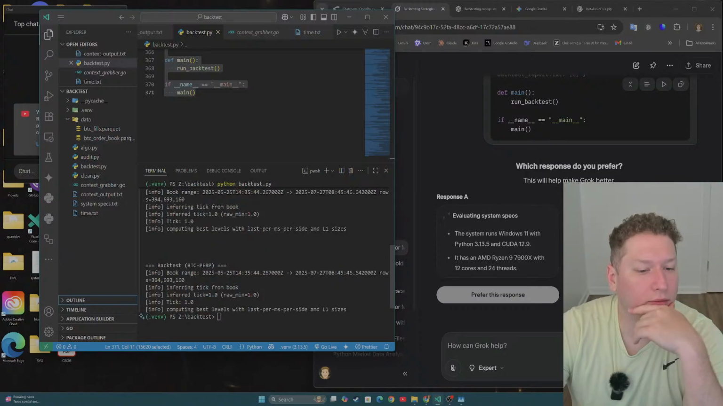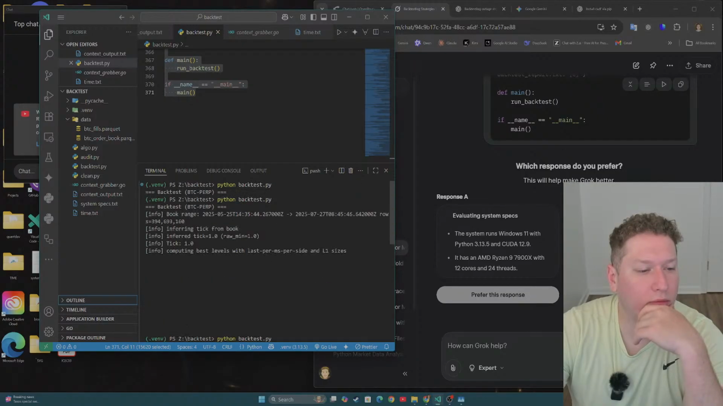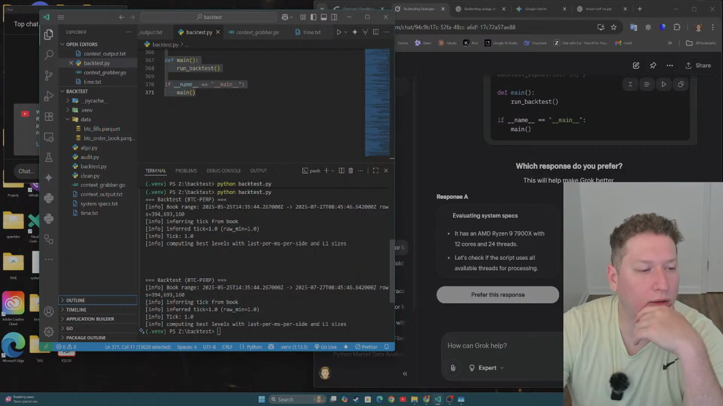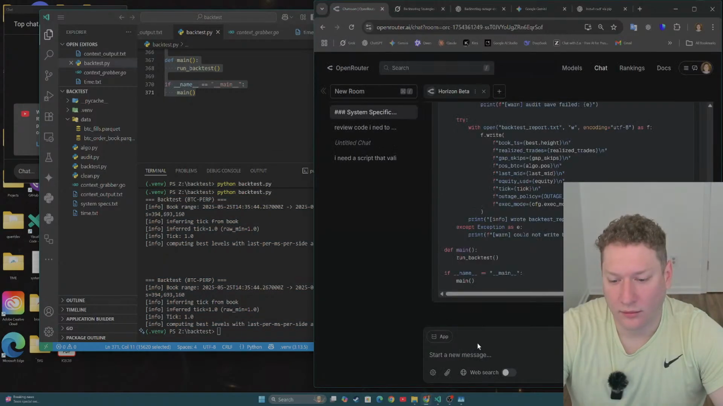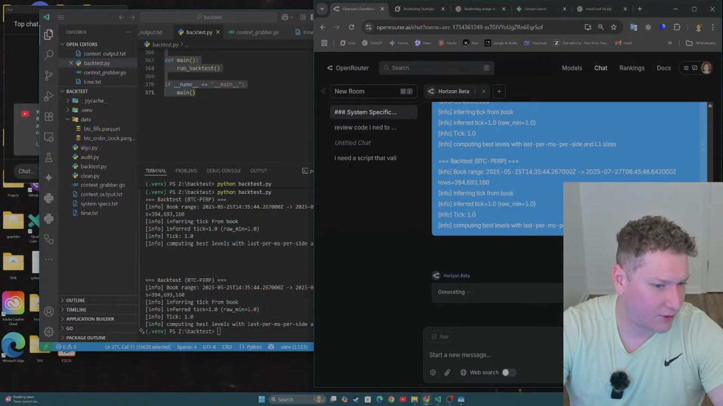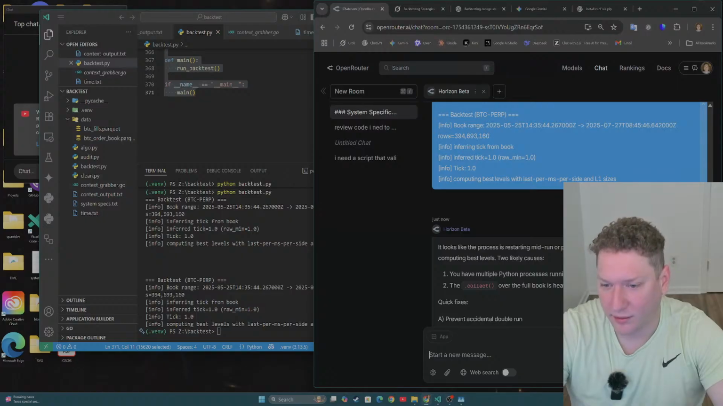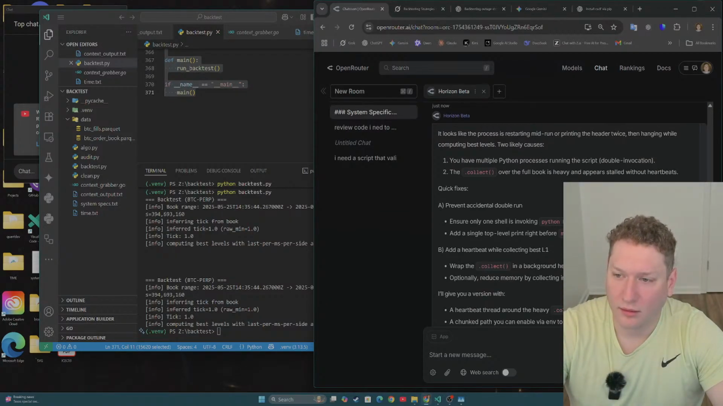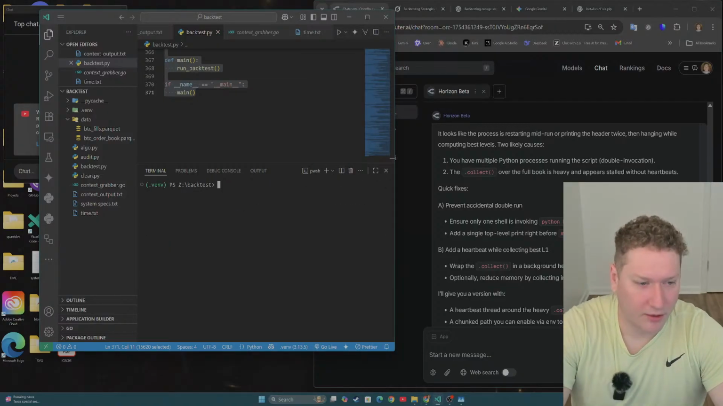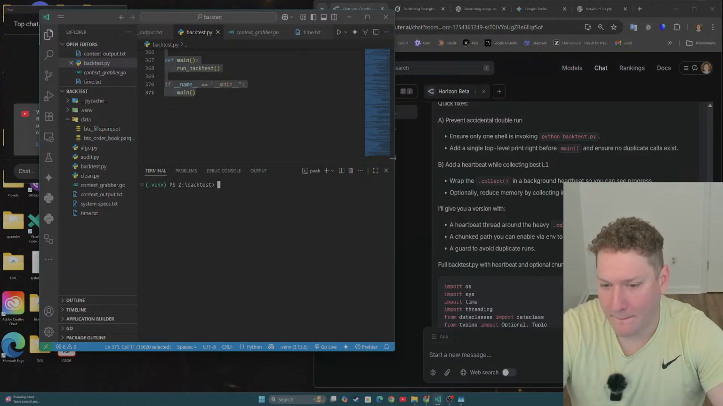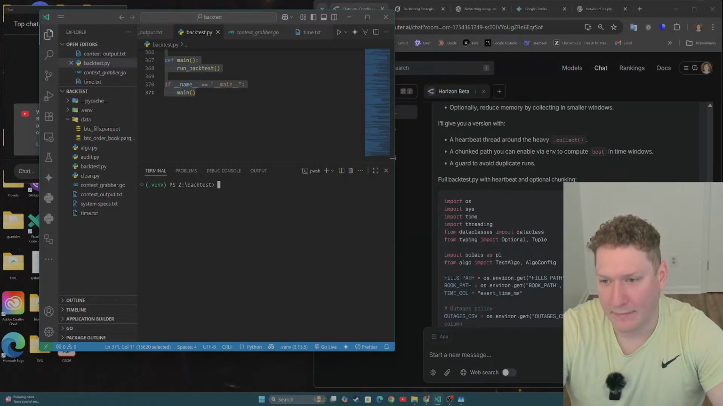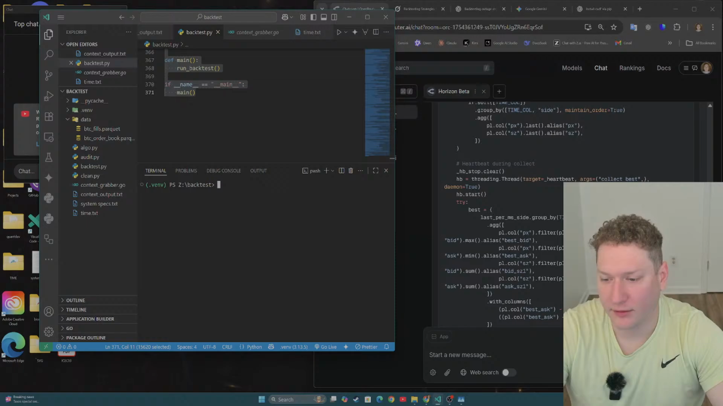Oh, that is weird. There were no trades taken. Okay, looks like your process is restarting mid-run or printing the header twice. Yeah, that was weird. Yes, chunking. Yes, we need chunking.